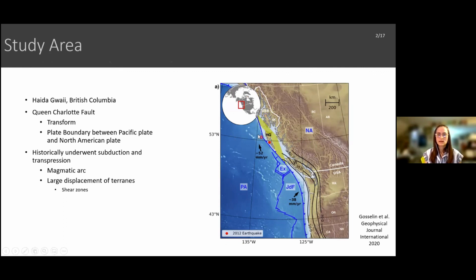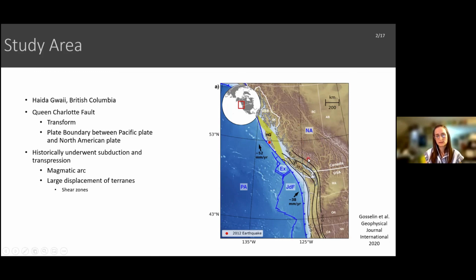So over here we have the Pacific plate with this motion relative to the North American plate. And on the coast of the islands of Haida Gwaii is the Queen Charlotte Fault. It is a transform fault, and it's the plate boundary between the Pacific plate and the North American plate. And so we're looking around not only at the islands, but in the greater area as well.